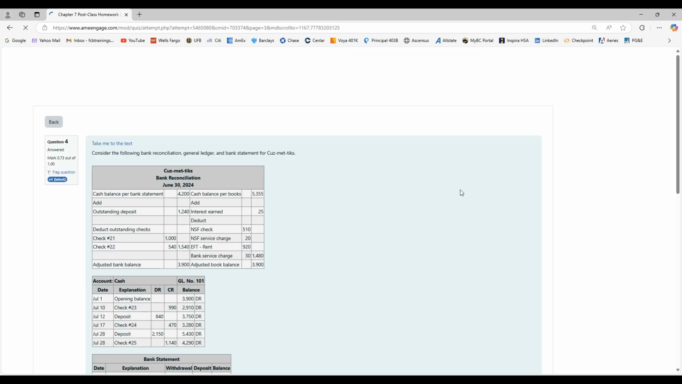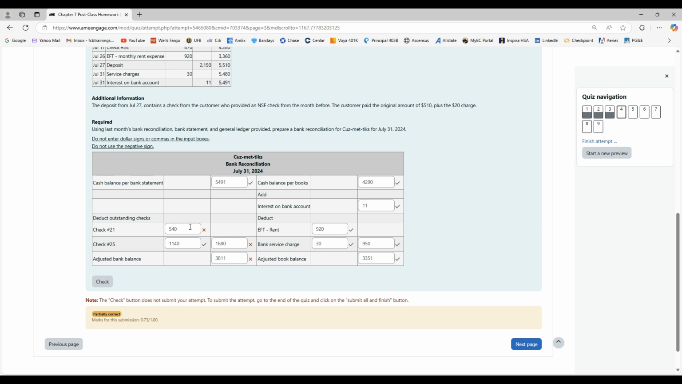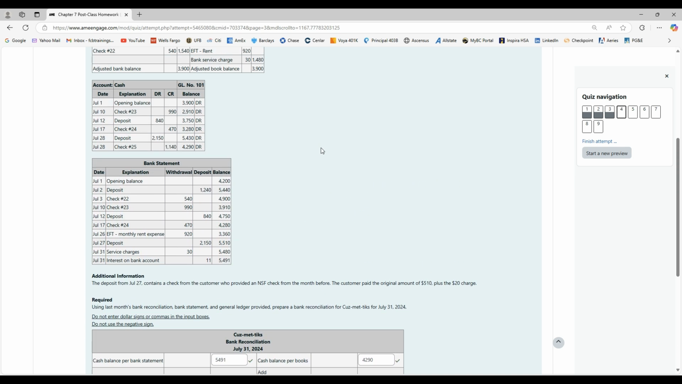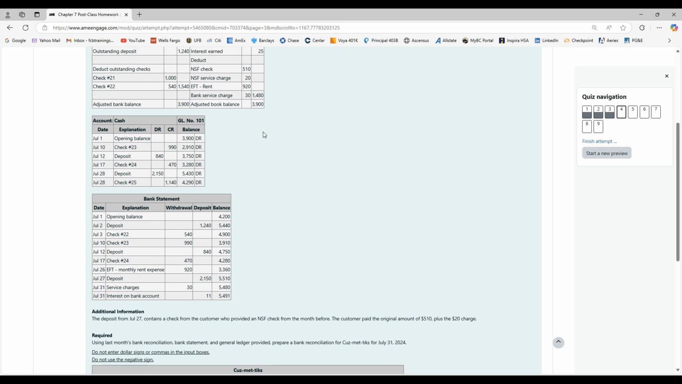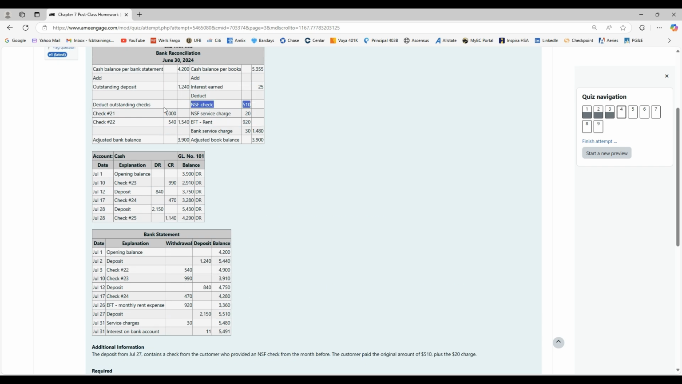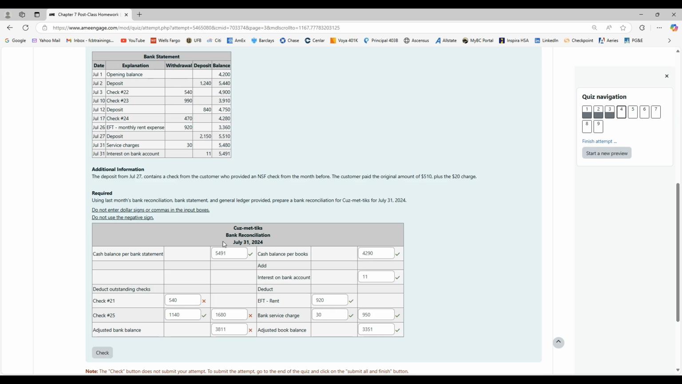All right, I'm going to hit the check button and just see. 540. Okay, so that all looks good. What is the 540 we're missing here? Check 21. Was that not the right number? Oh, dang it. Okay, I'm a dork. 540 plus 460 is 1,000. So yeah, that makes sense. Whoops. Okay, you guys probably saw that when I was doing the wrong thing there. I picked up check number 22 instead of 21.